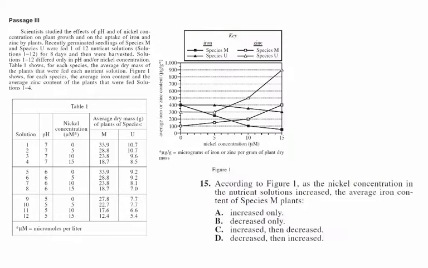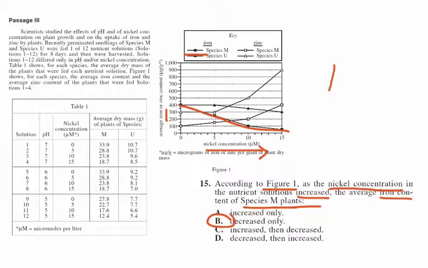Question number 15, according to figure 1, as the nickel concentration, so we're looking at nickel concentration here, as it increases, so as it goes up, the average iron content, so iron content is here, of species M plants, so species M, iron, are the ones that have the square, does what? So it goes this direction, so it decreases only, so our answer is B.